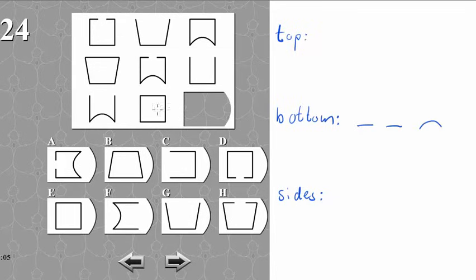In the sides, we have vertical, slightly tilted, vertical. Or if you go from here to here, we have vertical, slightly tilted, vertical. So we have two verticals and then we have slightly tilted.